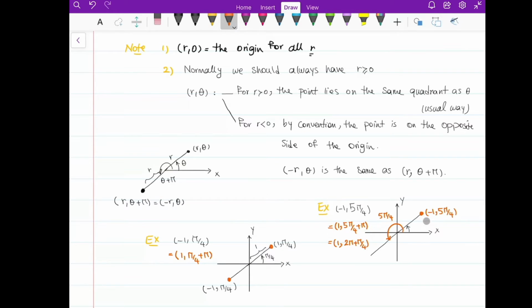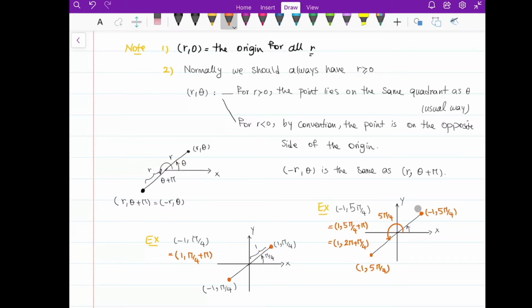So every time that we have a negative r, we're basically just going to flip the point to the opposite side of the r. And if I want to show, this is the point 1 and 5 pi over 4. It's just because r is negative, we flip it to the other side.